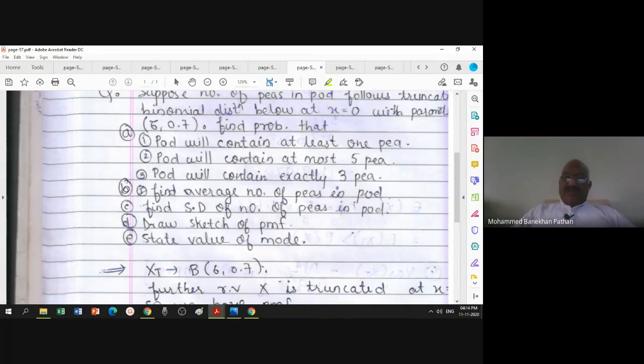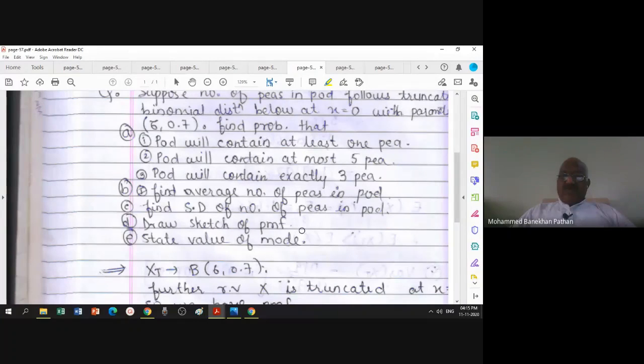Part number B, find the average number of peas in a pod. That is the expected value. When I say average, that means expected value. Part C, find the standard deviation of the number of peas in a pod. That means get the variance and after that take the root. That is the standard deviation. Part D, draw a sketch of the PMF for your random variable which is truncated at 0. State the value of the mode by looking at the sketch of the graph.